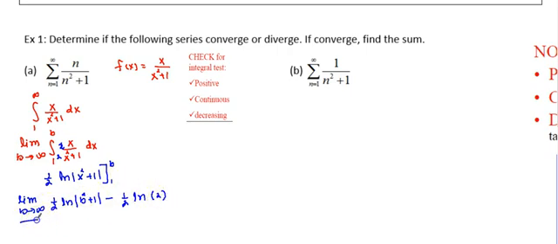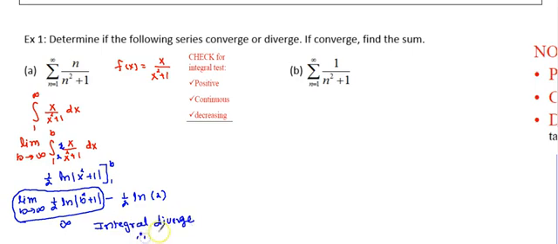Okay, so let's look at this part. What's happening here? As b approaches infinity, ln of b squared plus 1 goes to infinity. So we have this answer, but this is infinity, and we can say the integral diverges. Therefore, the series diverges by the integral test. You have to give the name of the test.